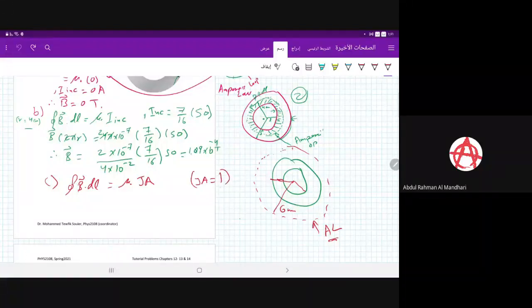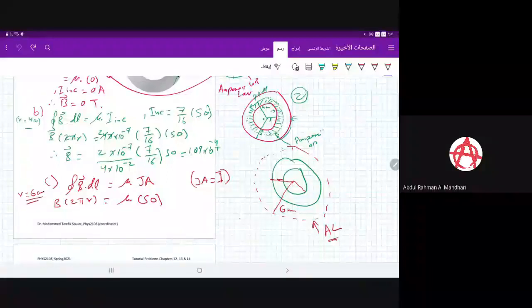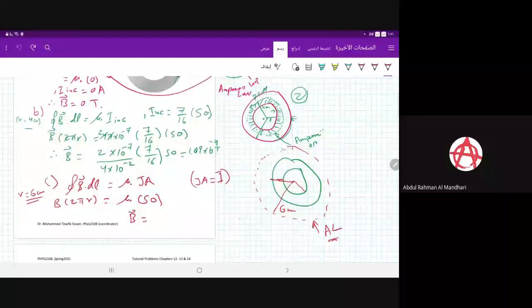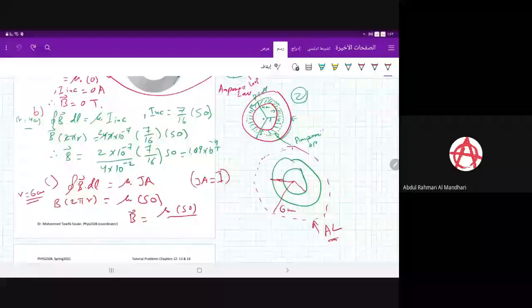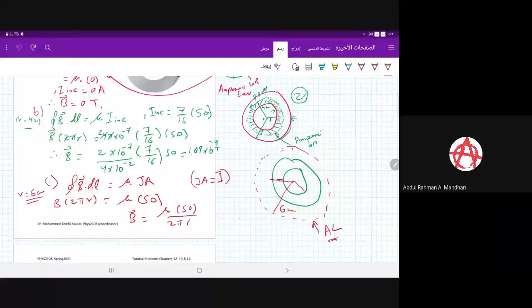So this will be mu naught into 50. And here it's again B into 2 pi R, and don't forget R equals 6 centimeters. From here, you can calculate B, I think it's easy for you: mu naught times 50 divided by 2 pi times 6 into 10 to the minus 2. Don't forget the minus 2. The conversion is important because your result will be different if you don't take care of that.